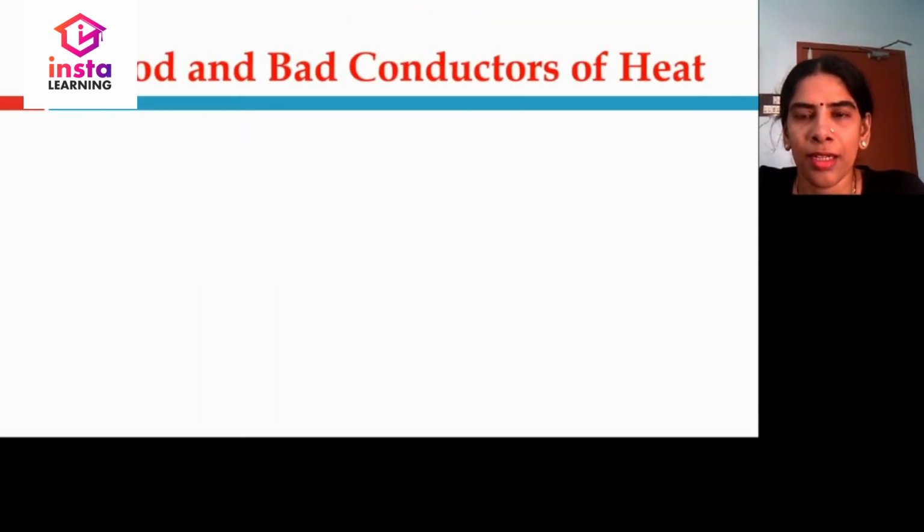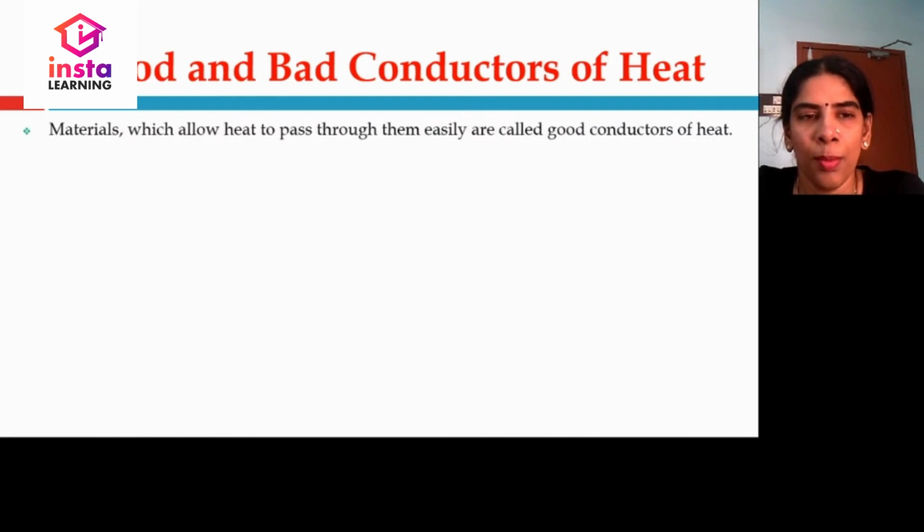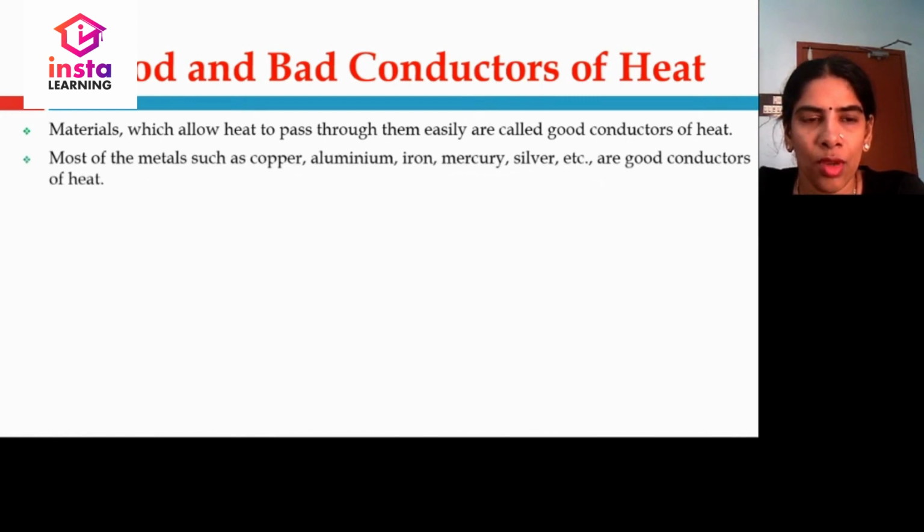What are good and bad conductors of heat? Materials which allow heat to pass through them easily are called good conductors of heat. Most metals such as copper, aluminium, iron, mercury, and silver are good conductors of heat. Hence, we use cooking utensils made of metals and alloys.